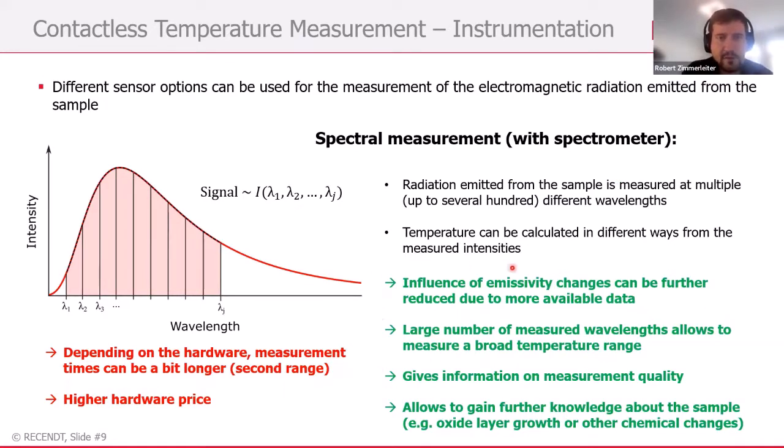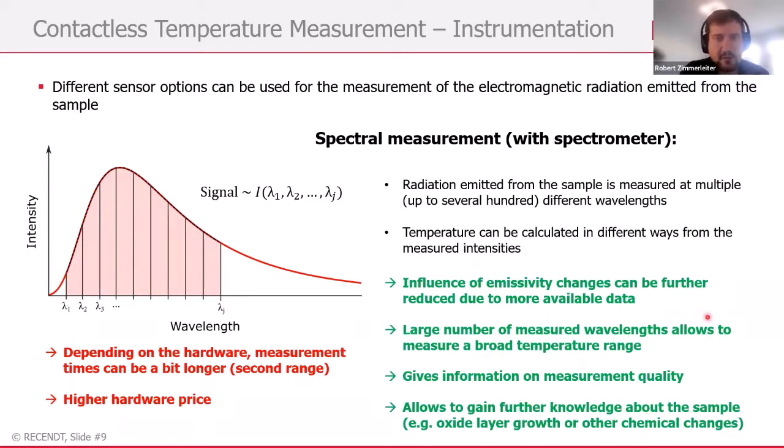And with this kind of data, you have much more available data, so you can further reduce the influence of emissivity changes, since you can also choose how to evaluate the data and what wavelengths you want to use.